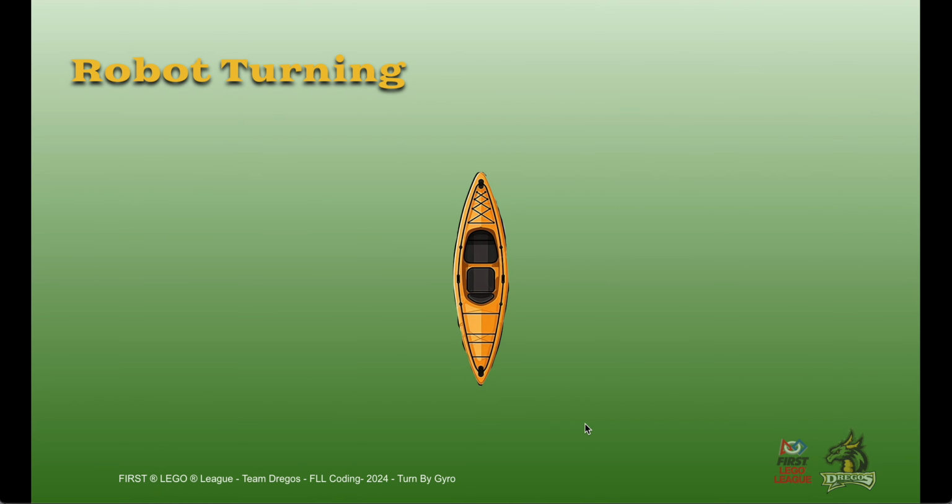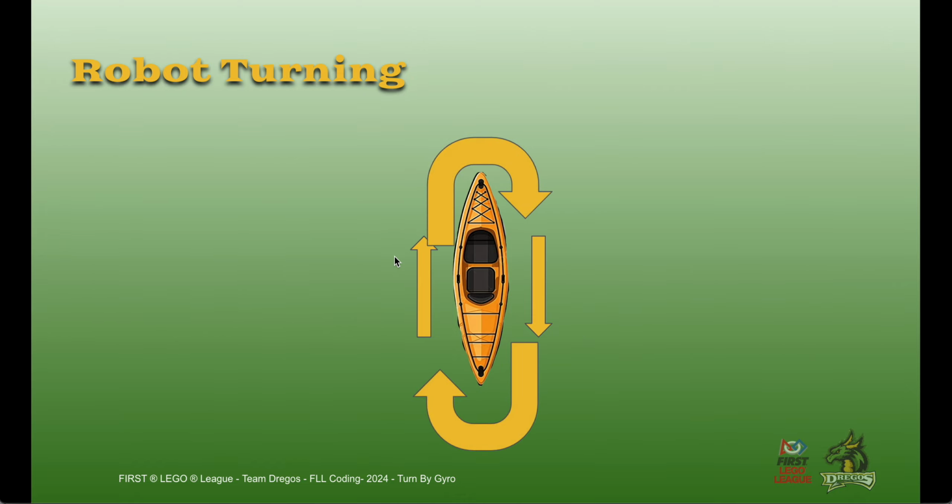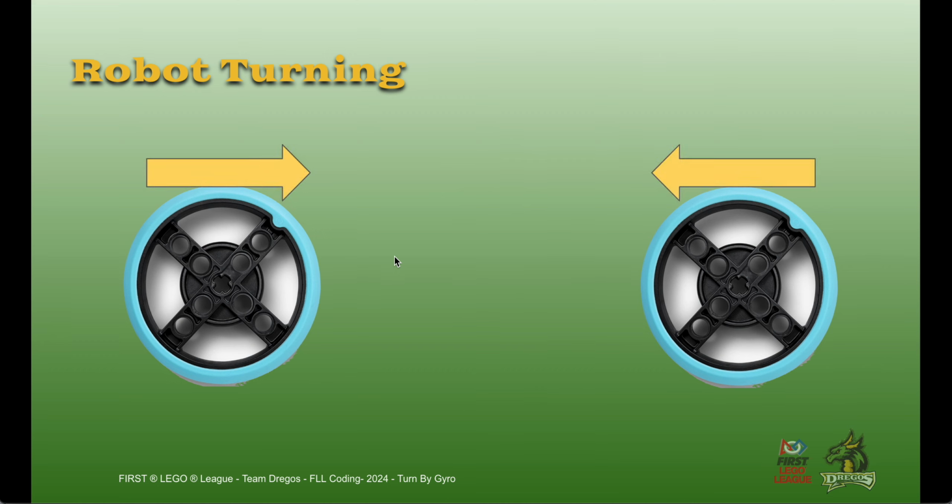Alright, here's an example of how it's going to turn. If two paddlers are going in the exact same direction, it's either going to go forwards or backwards. But if one is rowing down and another person is rowing up, it will start to turn. Yep, it's going to turn. Now, your robot is the exact same way. If one wheel is rotating one way and the other wheel is rotating the other, it will start to spin.